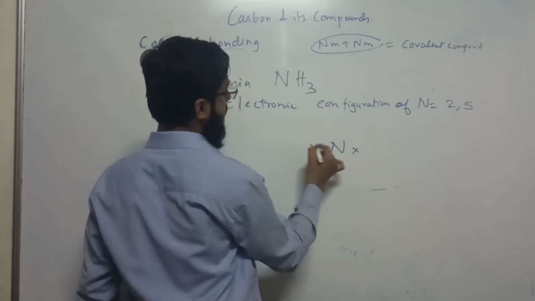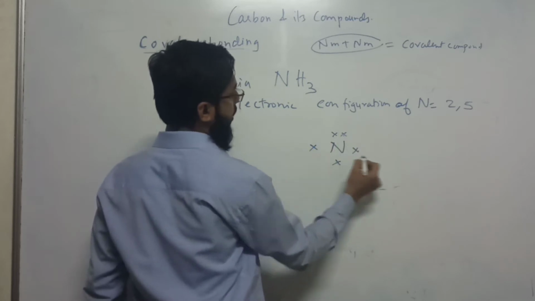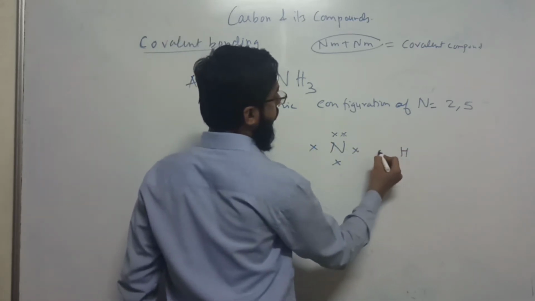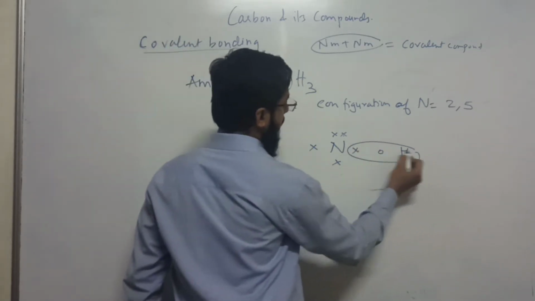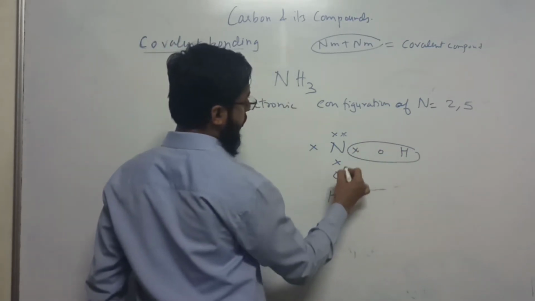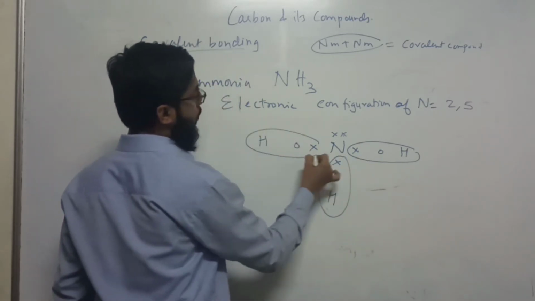You can see this: 1, 2, 3, 4, 5. Now it reacts with hydrogen atoms by sharing of electrons. Hydrogen requires 1 electron to form a duplet. Another hydrogen requires 1 electron to form a duplet.